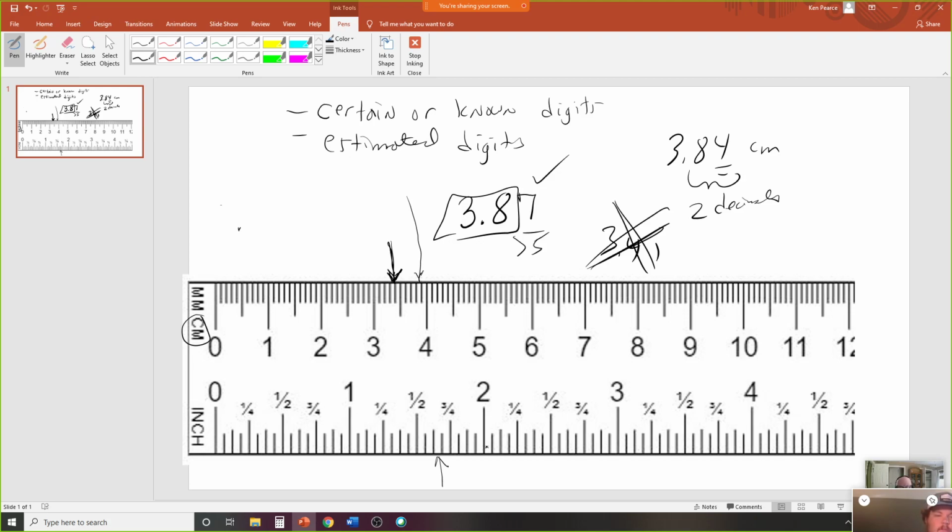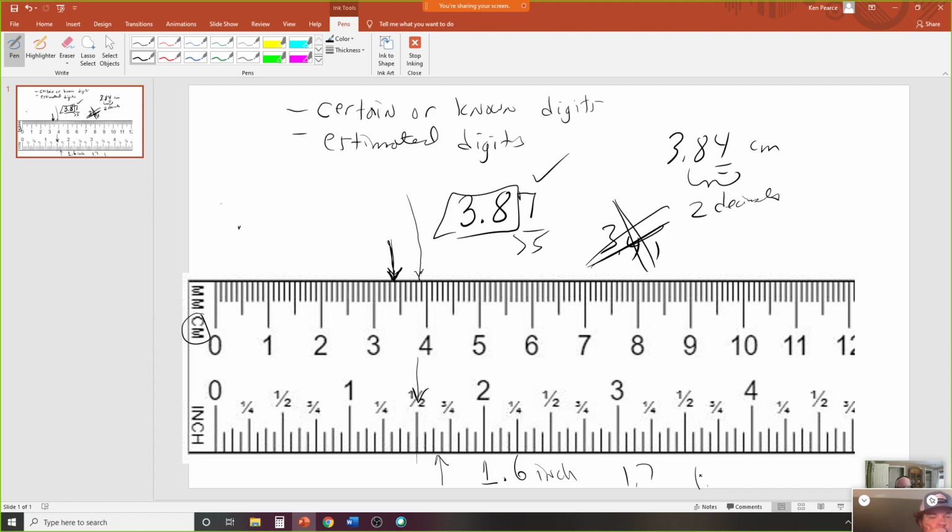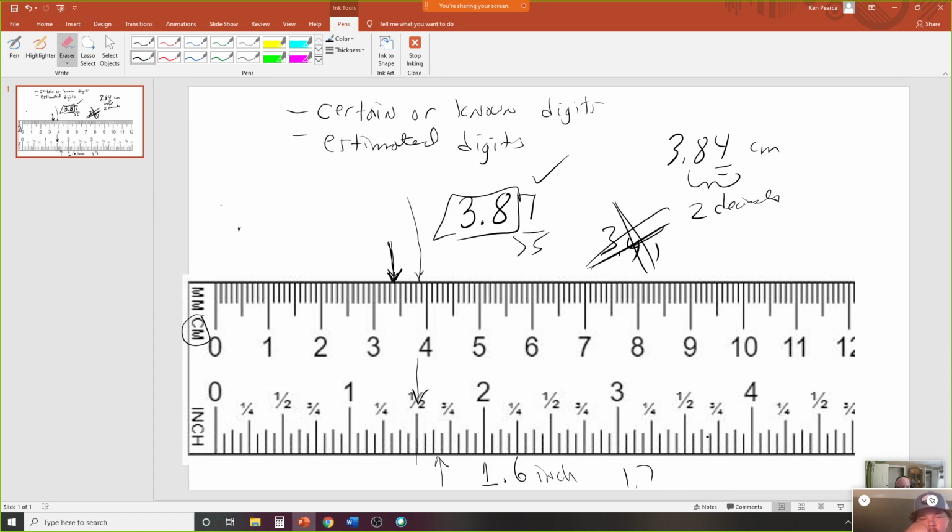That's 1 to 2 inches, so I know it's at least 1 inch. And the lab said to 1 decimal, it's over halfway. It's not quite 3/4, so I'm going to say that's probably about 1.6 inches. All right, and if you said 1.7, that's fine. If you said 1.5, 1.5 is right there. So I would say it's either 1.6 or 1.7, ish. Okay? And that's as far as we're going to go with measuring inches.